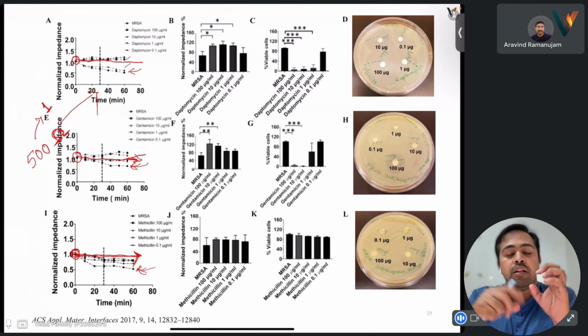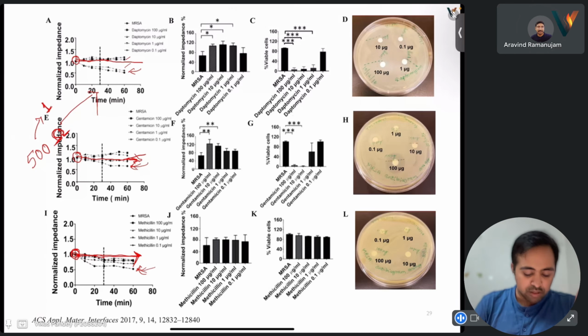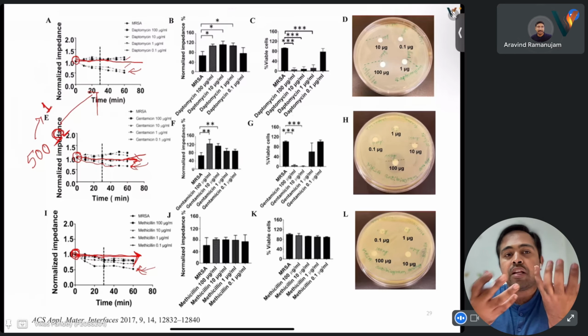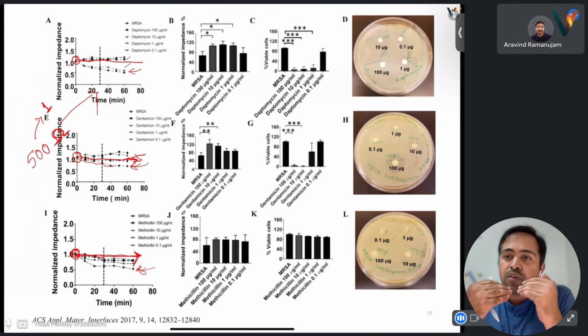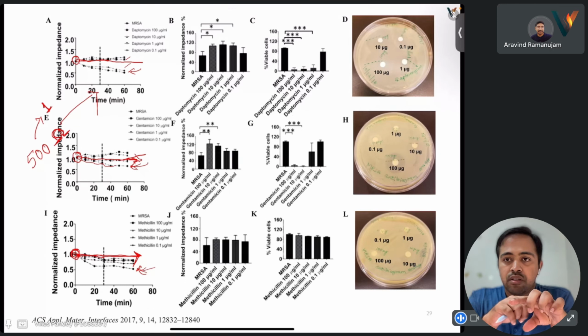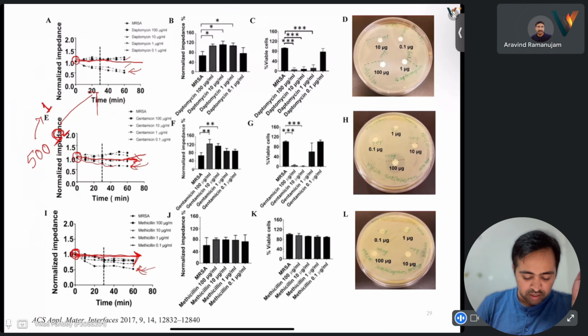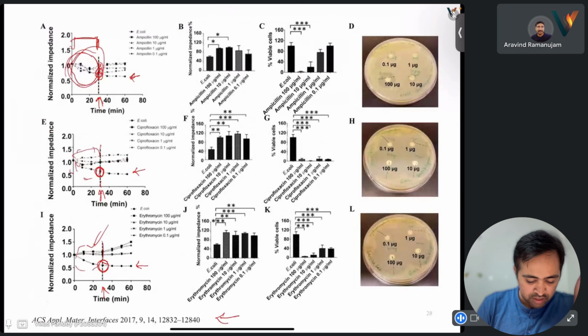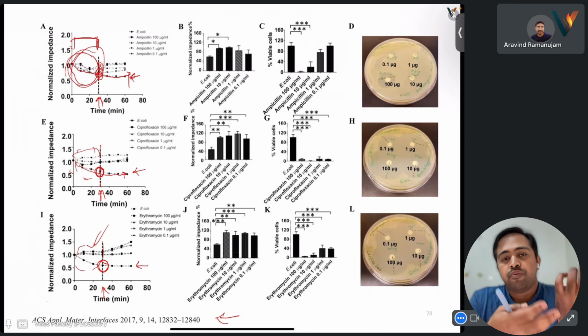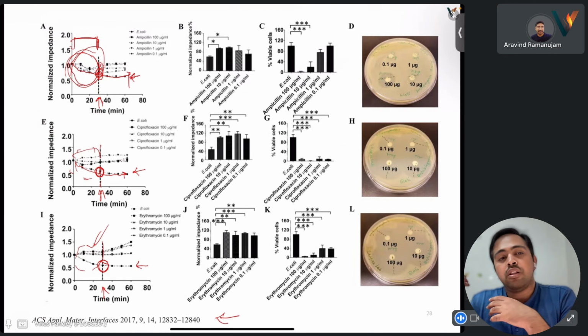But if you see, if no drug is applied, the impedance actually decreases because the number of bacteria is growing, the charge is increasing, so the impedance will decrease. So the impedance is decreasing from the base value in all the normal cases, right? It is going below. Certainly, it will not go up because we are not removing all the bacteria at once.